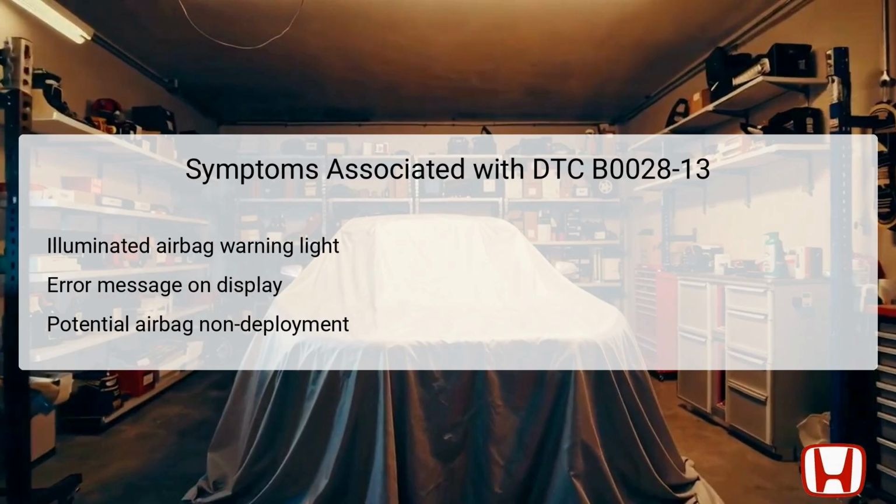The symptoms associated with DTC B0028-13 generally manifest through the vehicle's onboard diagnostic systems. One of the most overt indications is the illumination of the airbag warning light on the dashboard, serving as a visual alert to the driver about a malfunction in the airbag system. Additionally, the vehicle may display an error message that relays information concerning the SRS issue.